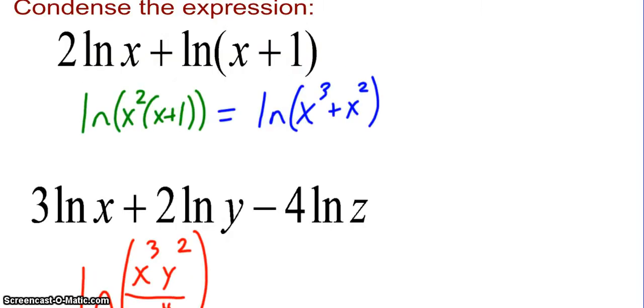Alright, so the first one here, again, I did this all kind of in one step. I can bring the 2 up on the x and make that x squared, and then because these logs have the same base and there's addition, I can combine them into a single log, multiplying what I'm taking the log of. So it's the natural log of x squared times the quantity x plus 1. You can distribute the x squared if you want. Natural log of x cubed plus x squared. So this would be our answer here.